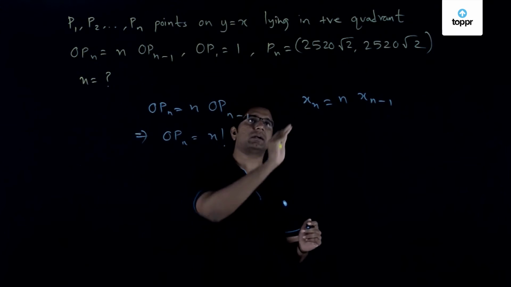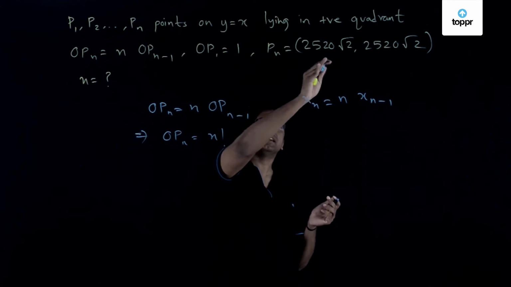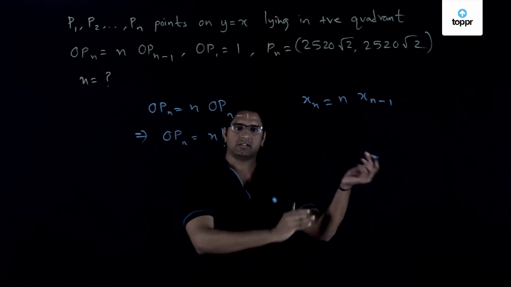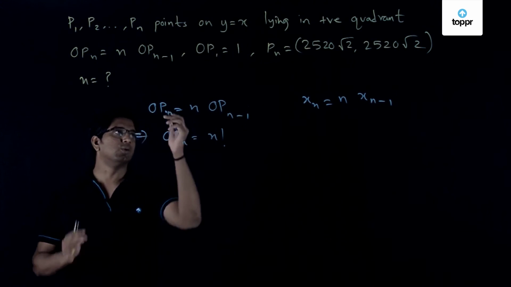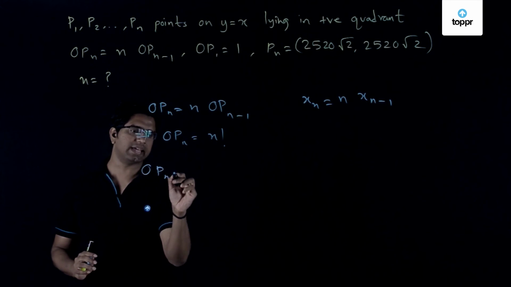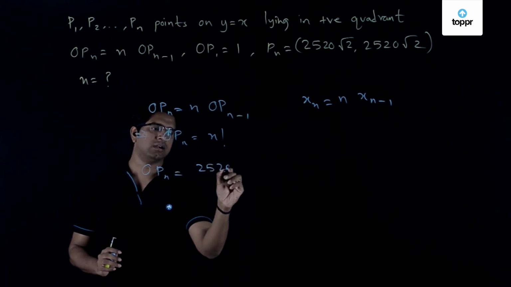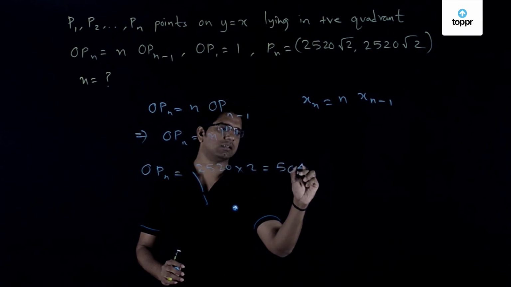What is given to us? We are not given the distance but rather the point itself. But since we are given the point itself, we can immediately calculate what is its distance from the origin. In our case, OPn is equal to root 2 times this thing. So you will get 2520 times 2, which is equal to 5040.